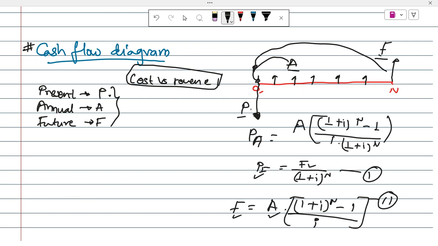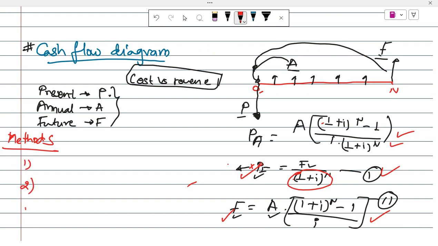There are formulas for this. These are the three relations. If I put this term and multiply it with P, we get the futuristic value F from the present value. We can do that with the formula, and we can get all the values. We can get the annual value from the present value, the annual value from the future value, the present value from A and F respectively, and the future value from these two formulas.